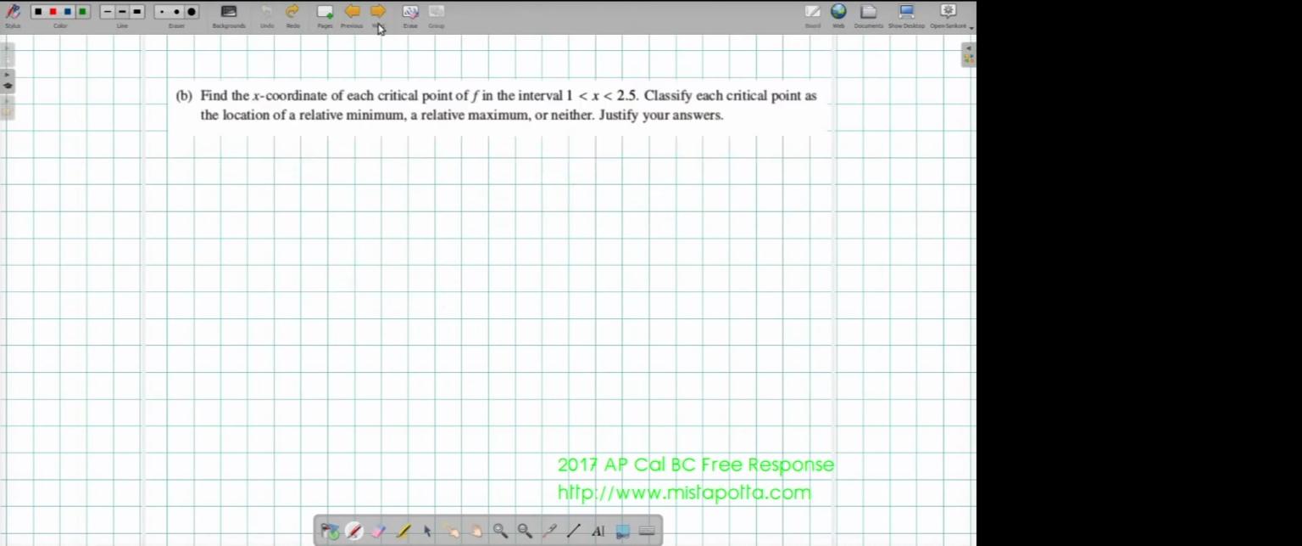Moving on, part B. Says find the x-coordinate of each critical point. Remember, critical points are where the first derivative equals 0 or it's undefined on this interval from 1 to 2.5. They want us to classify each critical point as a relative minimum, relative maximum, or neither, and justify our answers.